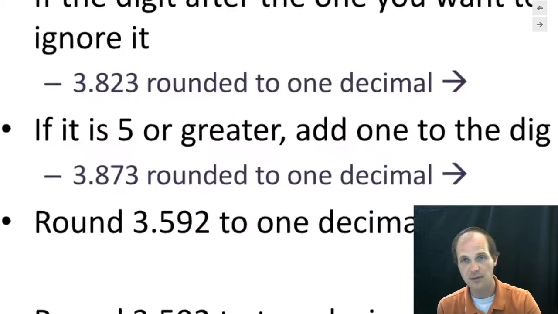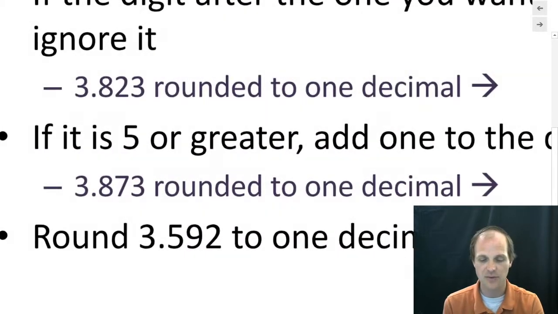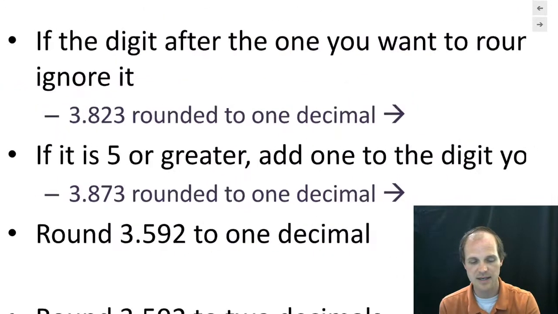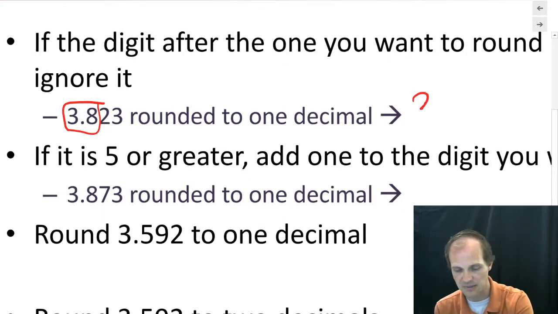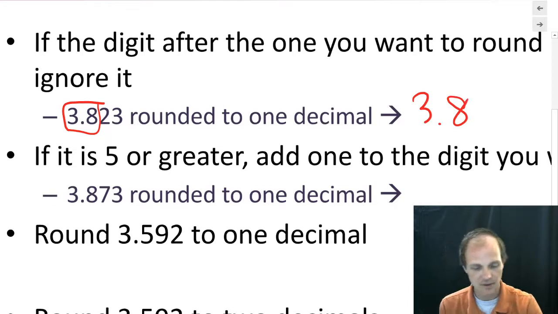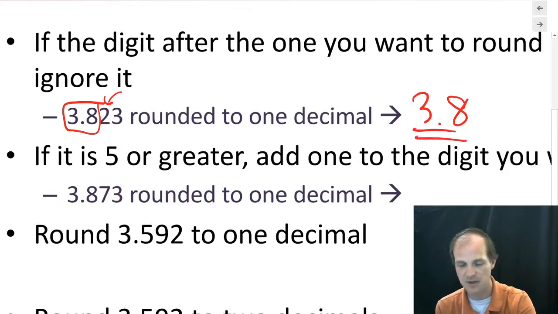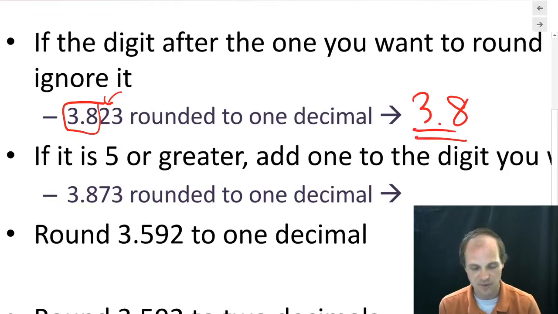So I'm going to blow this up. If we took 3.823, rounded it to 1 decimal, what I'm going to do is draw a box around the number I'm going to keep. And then I'm going to look at this next number, which is a 2. And the number 2 says I'm going to round down, which means I'm going to keep the number that I had, and I just get 3.8.